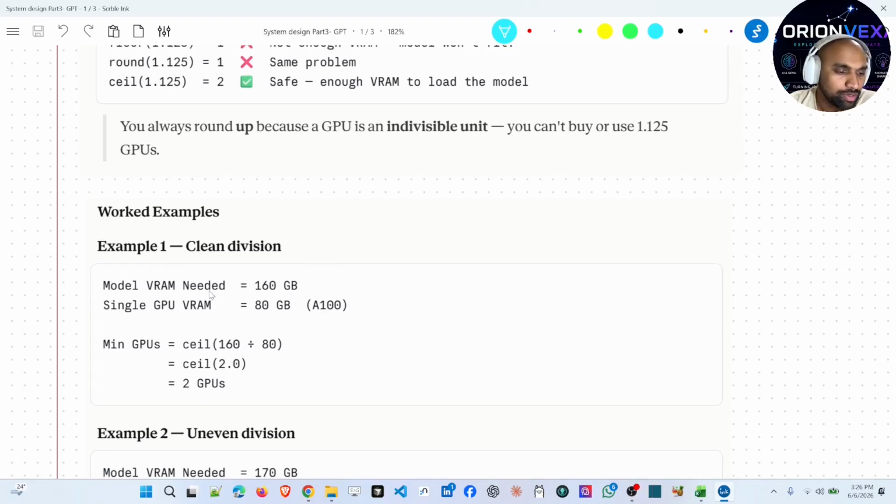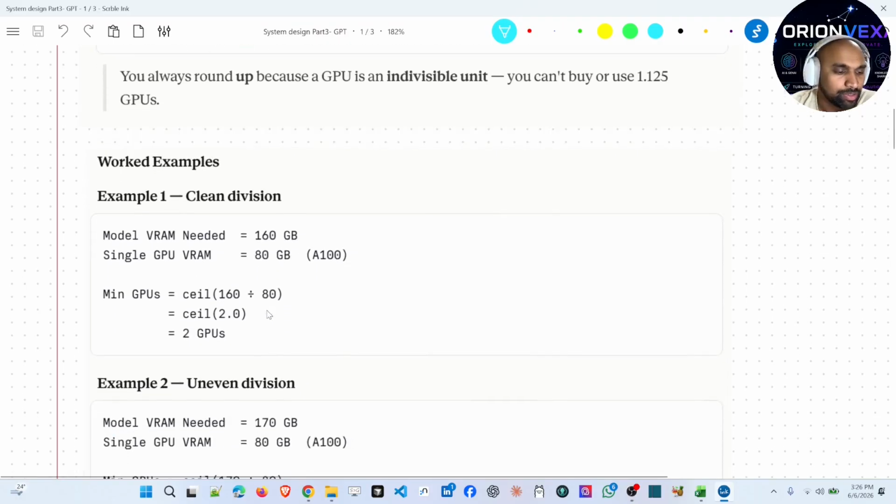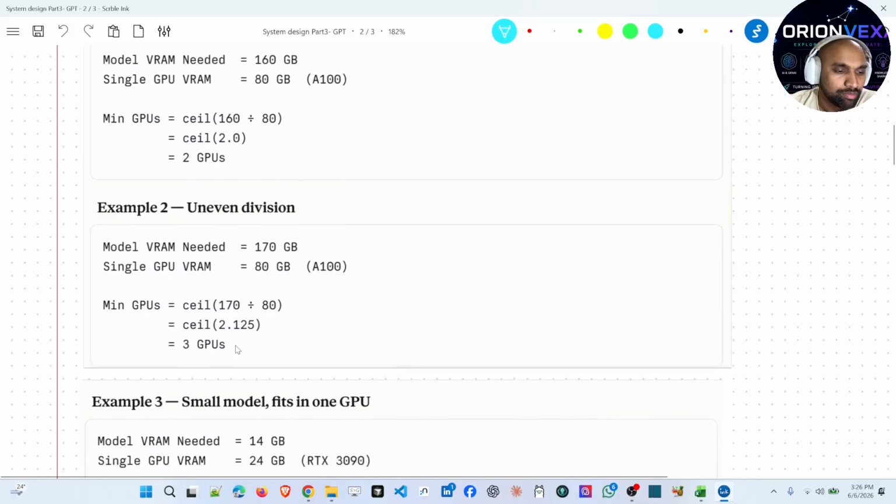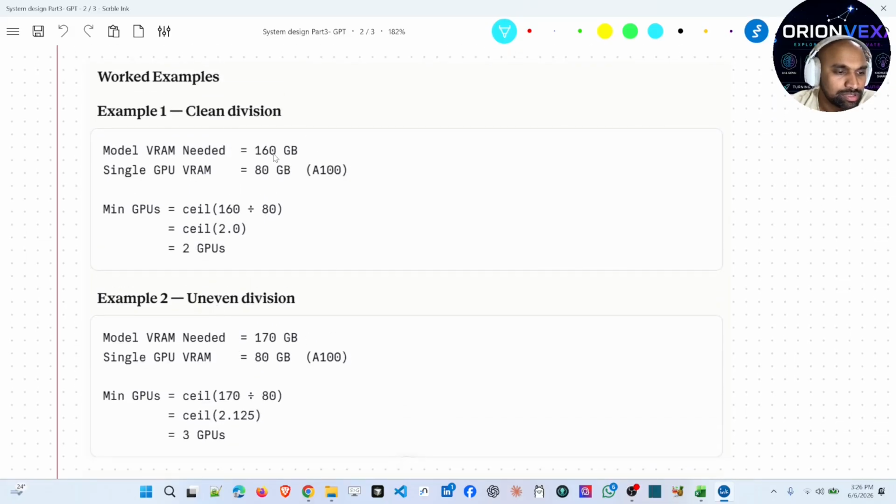Suppose our VRAM requirement is 160 GB. Single GPU VRAM is 80 GB for A100. So the minimum GPU required is we can take the ceil of 160 divided by 80. That means ceil of 2, which means 2 GPUs we need. That is for an even calculation.